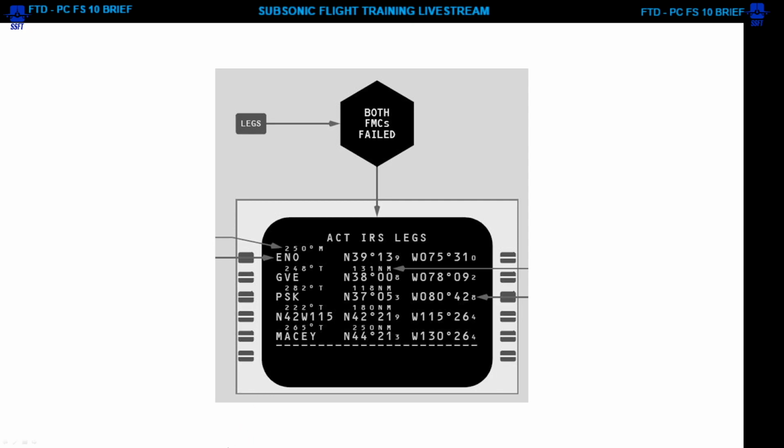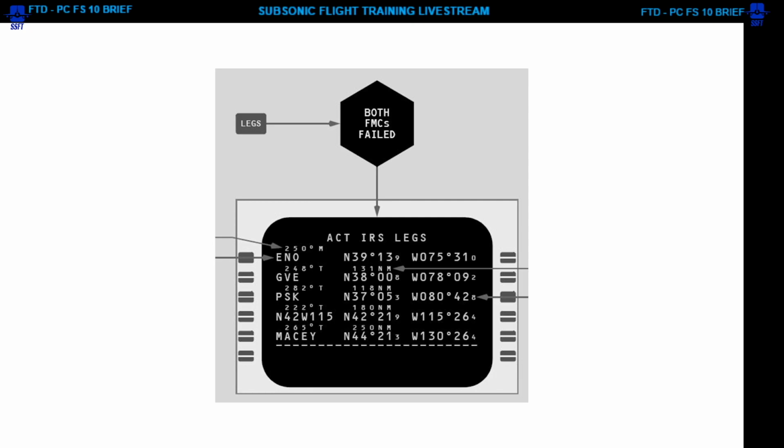Also, when you put in Papa Sierra Kilo and you bring it to the top, you're going to get on your map the white dashed line going to Papa Sierra Kilo, and you'll execute that, and you've got a solid magenta line. But that's going to show up on your ND, but not the other pilot's ND, because they're completely separate now.